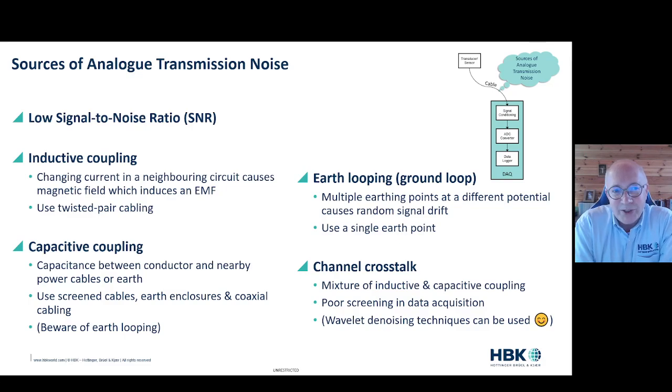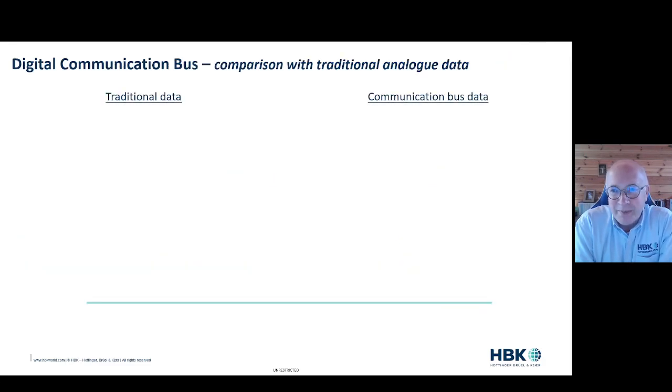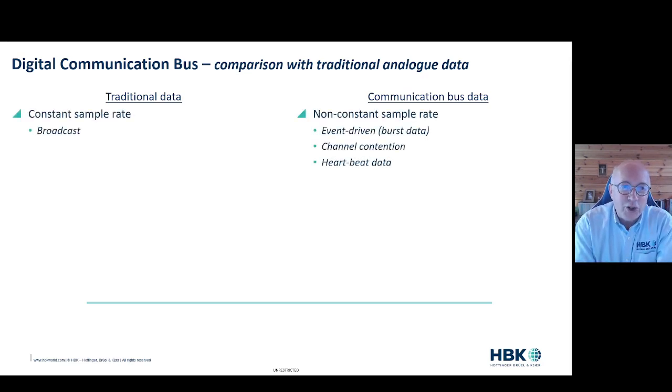Now, in a digital bus, that's much reduced. Digital buses may help us in overcoming some of those traditional errors, but they introduce their own complexities too. So let's have a look at a few of those by comparing the traditional analog data with a communication bus type. With traditional data, we've got a constant sample rate. In today's words, we'd call that broadcast data. It's broadcast at a fixed sample rate, usually a high sample rate, and we know exactly what we're going to get, and we know when we're going to get it.